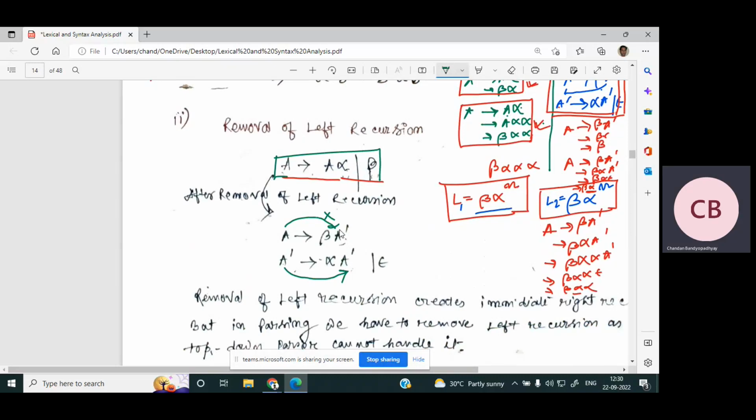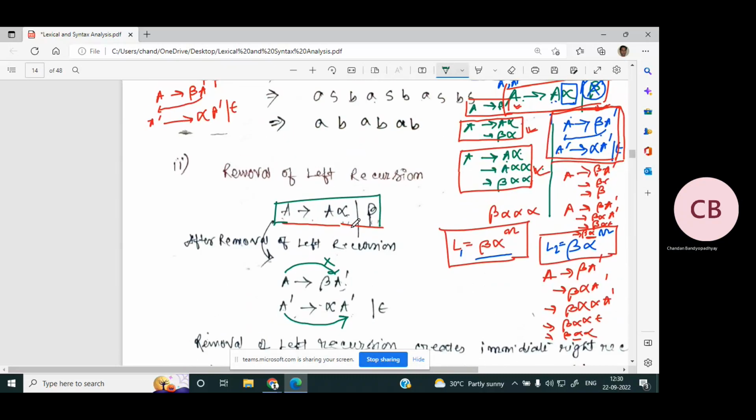So that point I have marked here, that here already I have made. Once you remove the left recursion, immediately right recursion is originated. But the compiler does not have any problem with the right recursion. Again, your question will be, sir, why? That proof we will look at once we enter into the parser part.